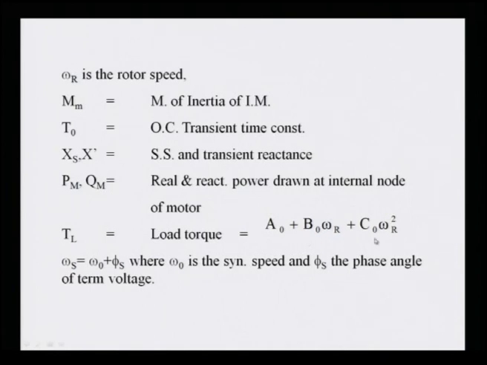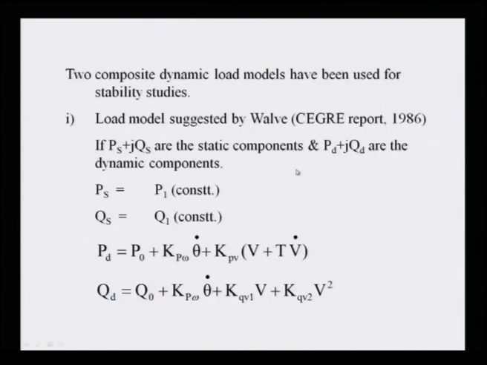a function of the speed and the rotor speed, that is omega r, which is basically the rotor speed. Omega s is the synchronous speed, that is omega 0 plus phi s, where omega 0 is the synchronous speed and phi s is the phase angle in terms of voltage which is changing. So, that can be included.